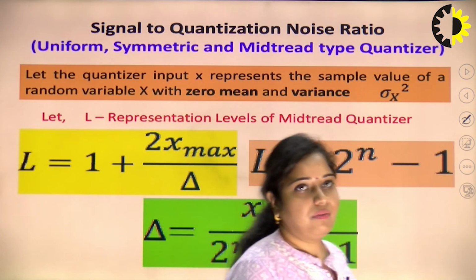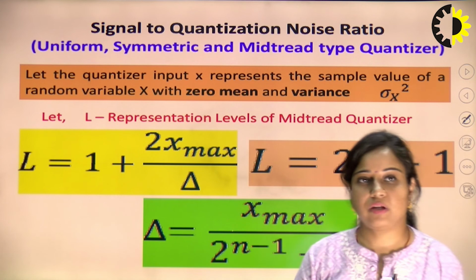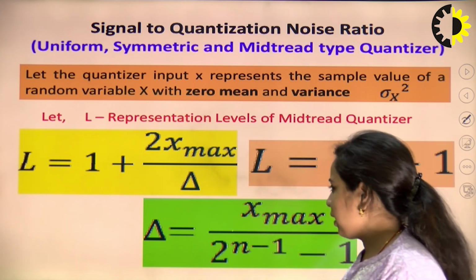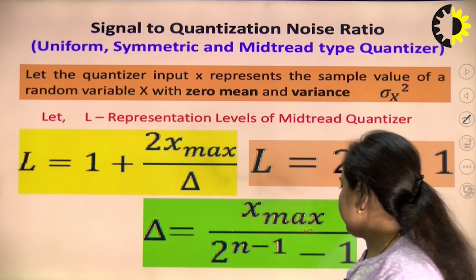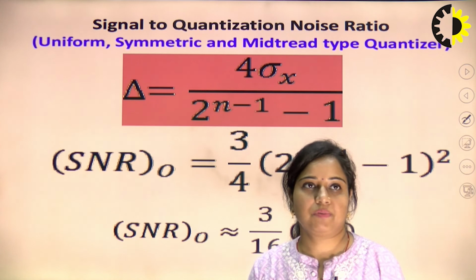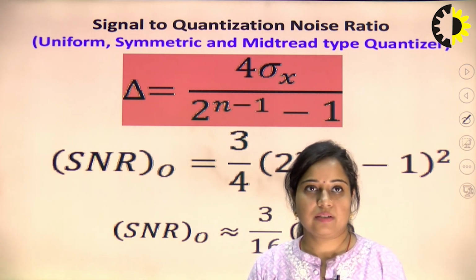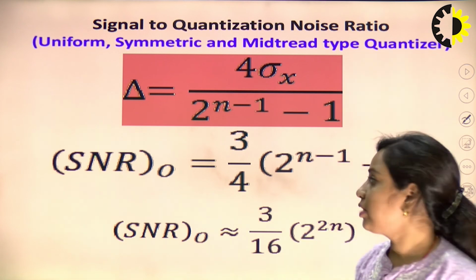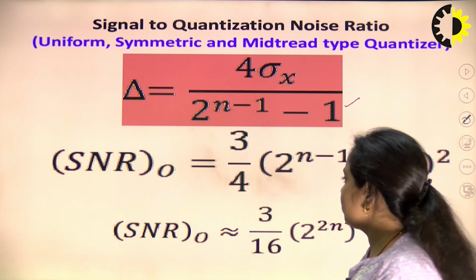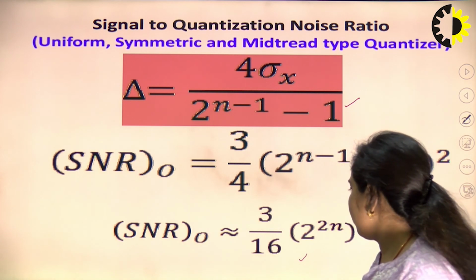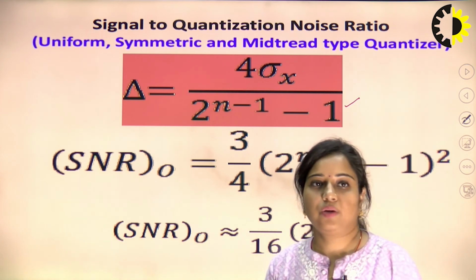Now, again we can calculate this value. After putting the values of L and x max, the step size will be x max divided by 2 to the power n minus 1, minus 1. Now, the signal to quantization noise ratio will be equivalent to 4 sigma x divided by 2 to the power n minus 1, minus 1. So, the signal to noise ratio at the output is equal to 3 upon 16 times 2 to the power 2n.